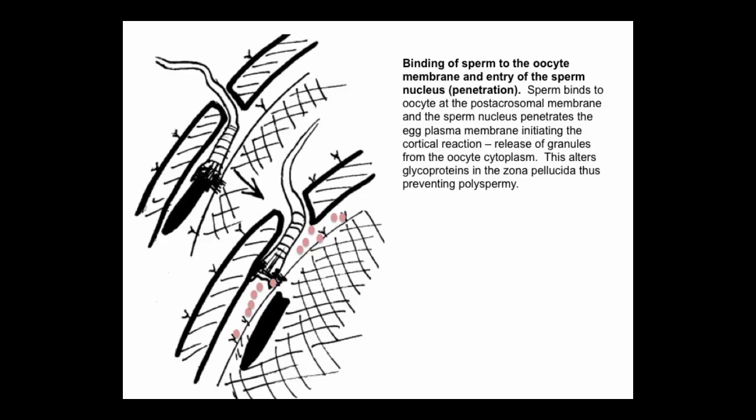Binding of the sperm to the oocyte membrane and entry of the sperm nucleus is called penetration. The sperm binds to the oocyte at the post-acrosomal membrane, and the sperm nucleus penetrates the egg plasma membrane. That initiates a cortical reaction, which is the release of granules from the oocyte cytoplasm. This cortical reaction alters the glycoproteins of the zona pellucida. This is critical in preventing polyspermy.